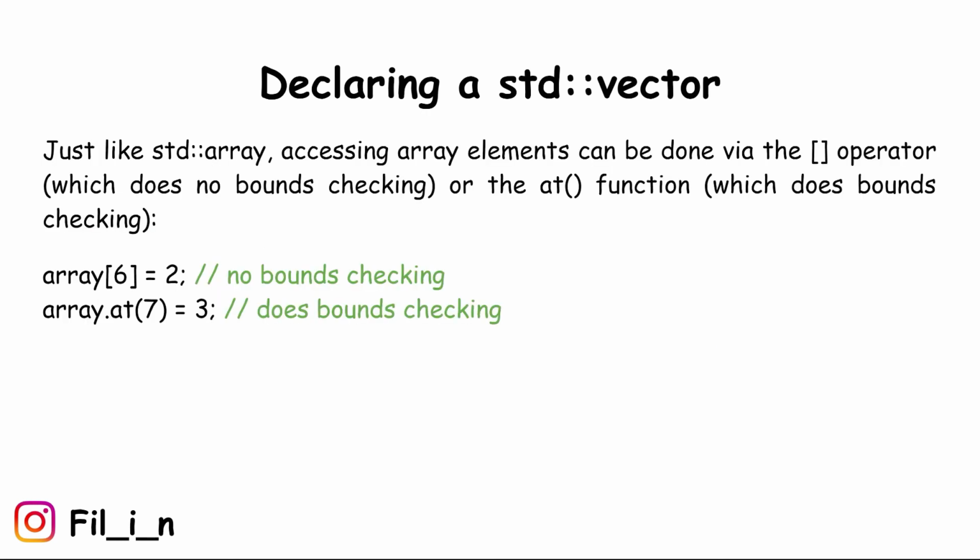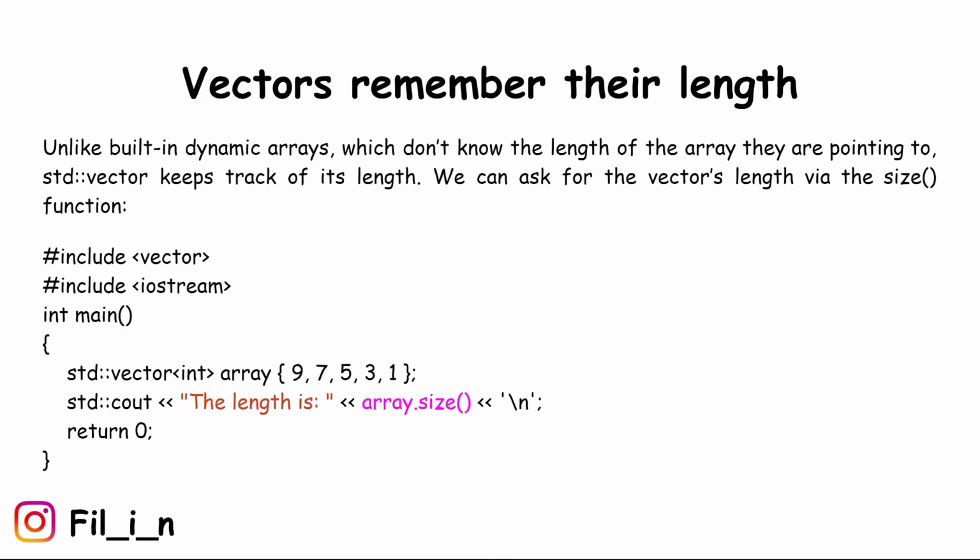Just like std::array, accessing array elements can be done via the [] operator, which does no bounds checking, or the at() function, which does bounds checking. array[6] equals 2, no bounds checking. array.at(7) equals 3 does bounds checking. Unlike built-in dynamic arrays, which don't know the length of the array they are pointing to, std::vector keeps track of its length. We can ask for the vector's length via the size function.